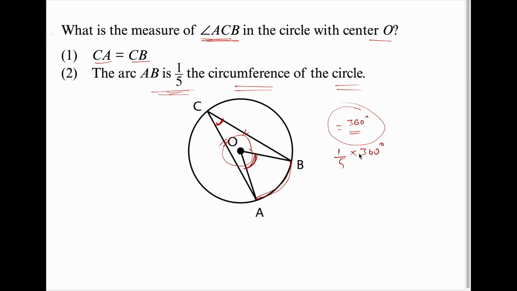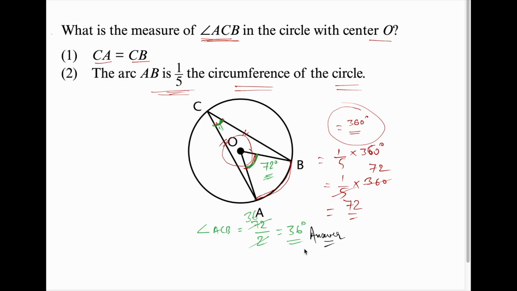Okay, let us solve this. 1 by 5 multiplied by 360. This is 72. So the value of this angle is 72 degrees. And what is the value of this? We know from the theorem that the central angle is double the value of this angle. So this angle is half of this value, which means that angle ACB equals 72 divided by 2, 36 degrees. Hence, this is the answer to this question.